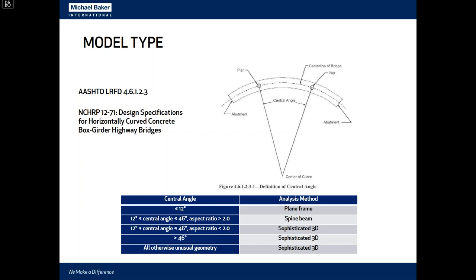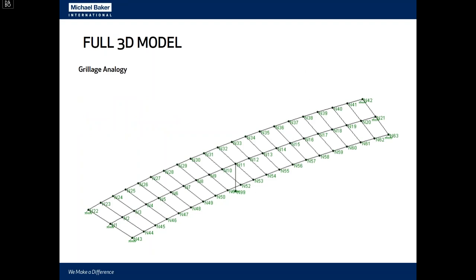The central angle for this bridge ranges from 55 degrees to 68 degrees from support to support. So that puts us squarely in the category of sophisticated 3D model, which rules out our simple plain frame and spine beam options. So of the many 3D options available, it's important to choose an option that's complex enough to get you accurate results, but not so complex that it becomes overcomplicated. Oftentimes, the more complex the model becomes, the longer the modeling process, and the more difficult post-processing becomes as well.